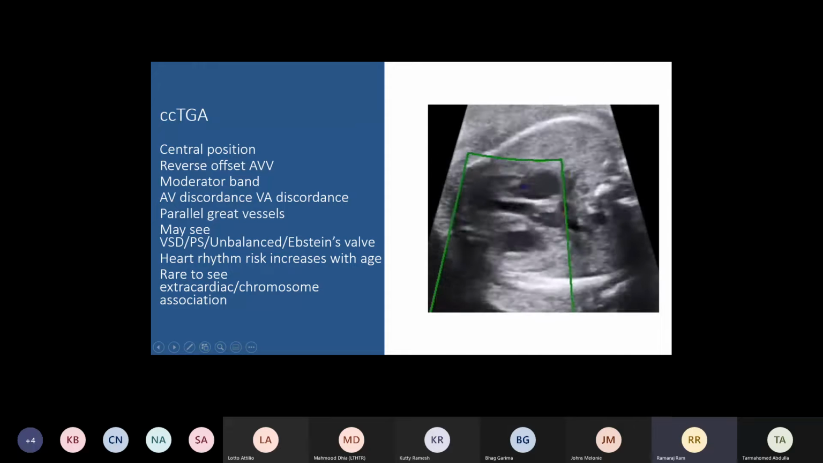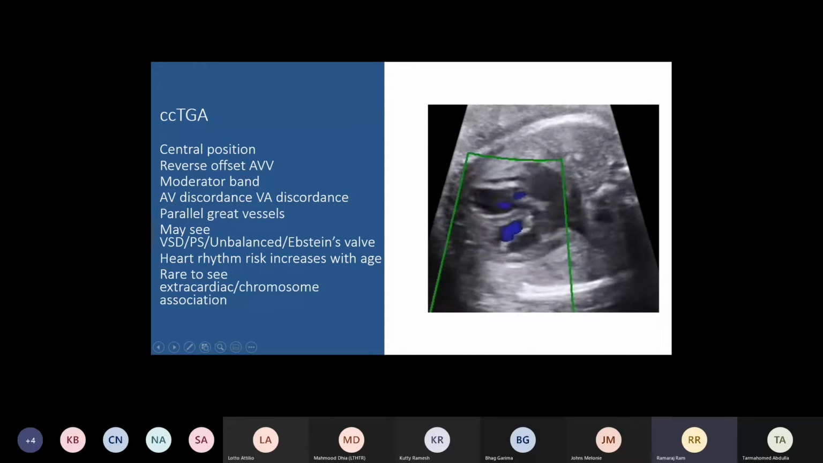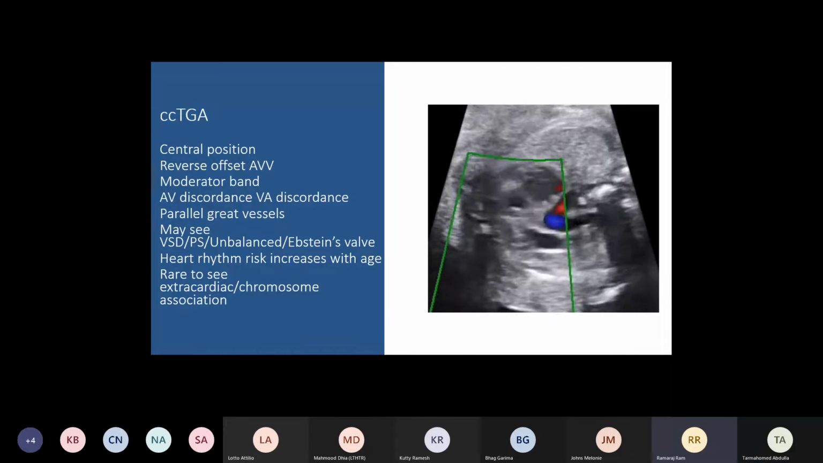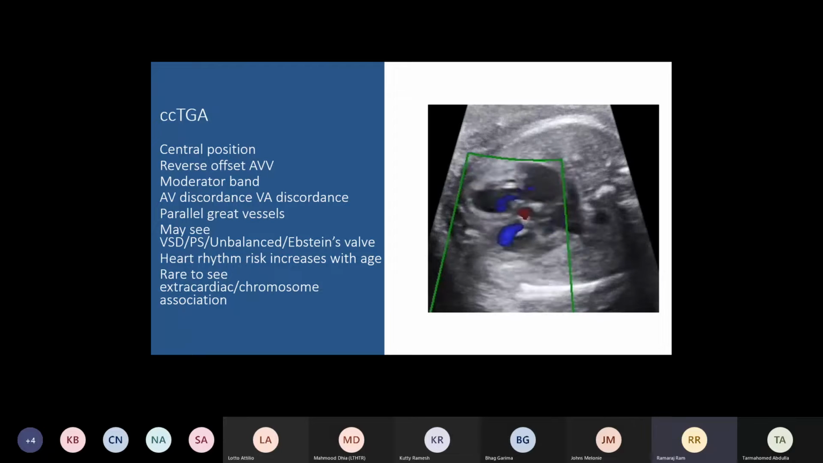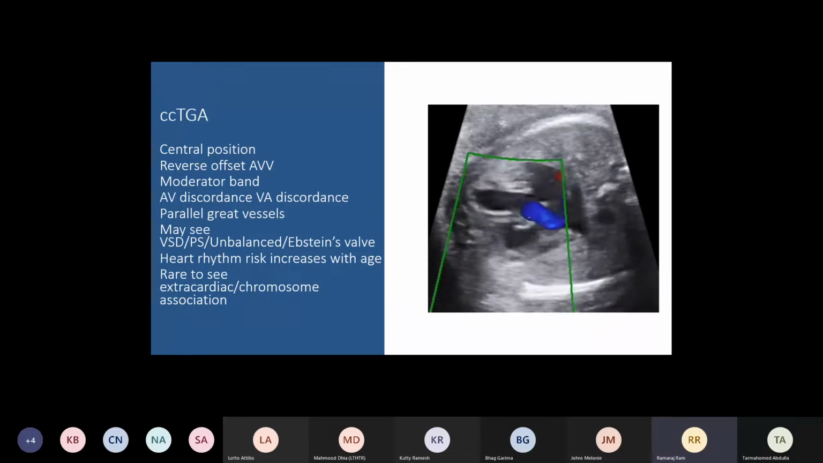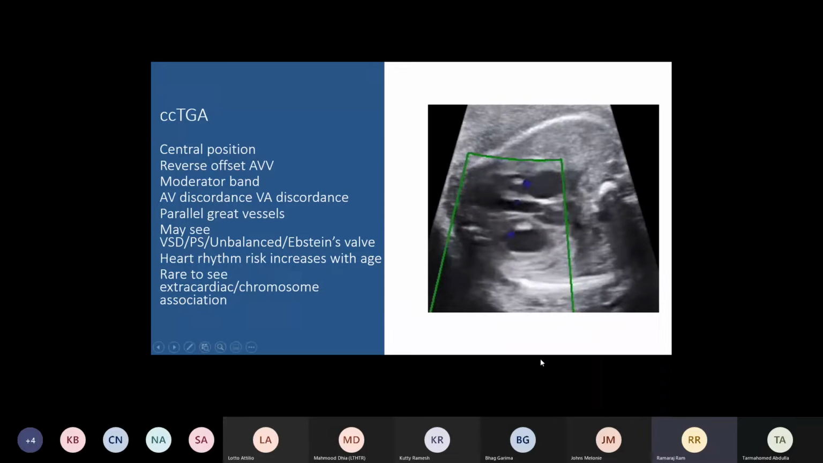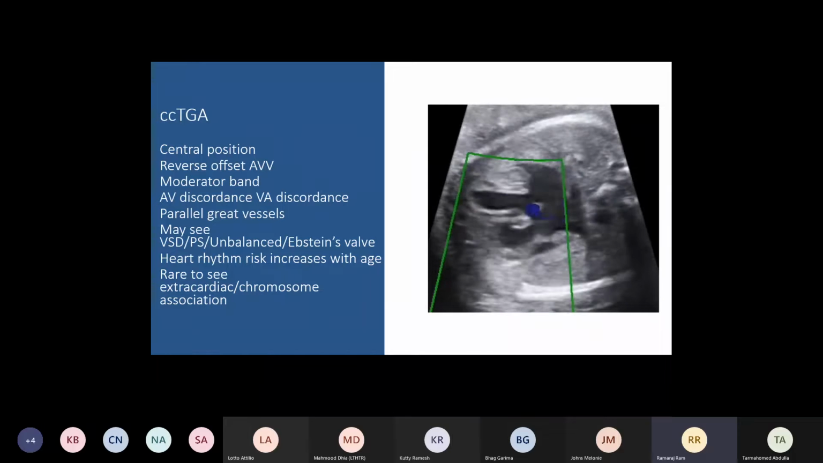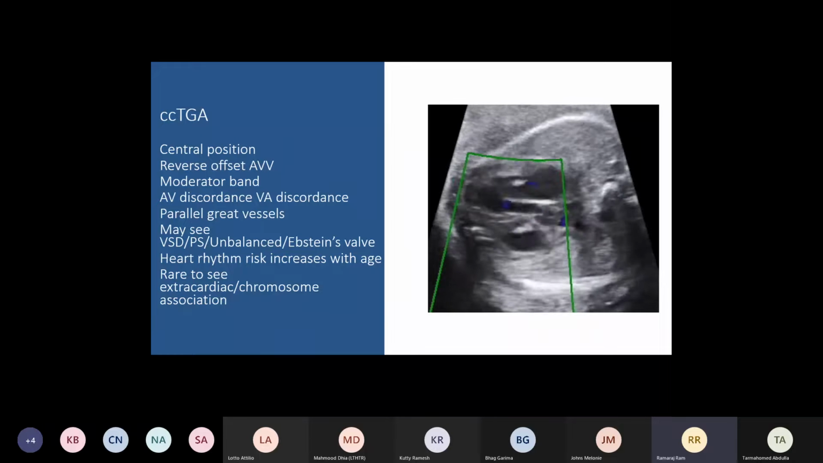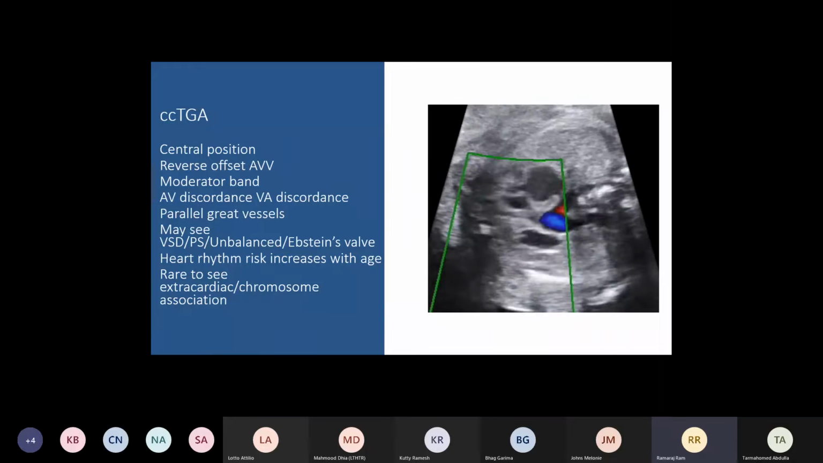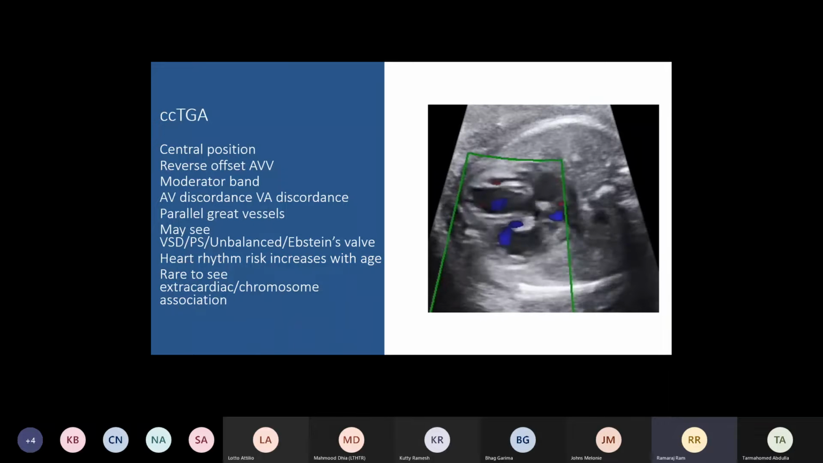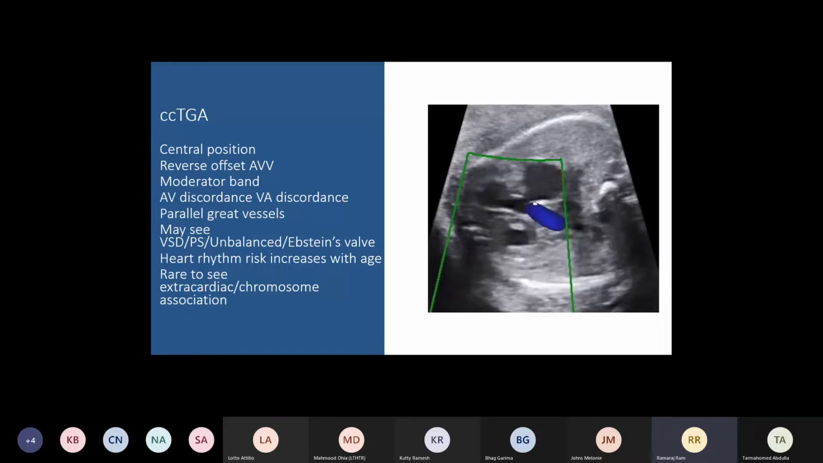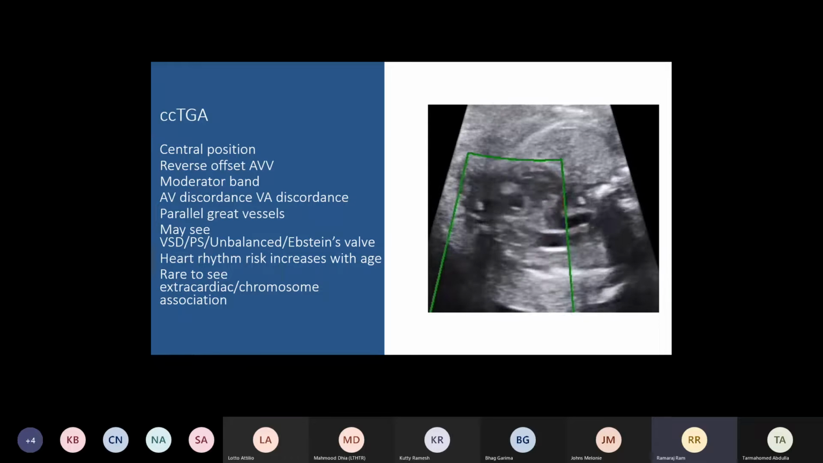So again, prognosis depends on whether the circulation is balanced. I mean, they come out reasonably well with no major issues, but they are prone to heart rhythm problems, heart block, and associated problems such as VSD and pulmonary valve abnormalities. You could have unbalanced ventricles, some may lead on to single ventricle circulation, and tricuspid anomalies and Ebstein-like anomalies are common associations here as well. It is very rare to see extracardiac or chromosome association in this scenario. Next one, please.